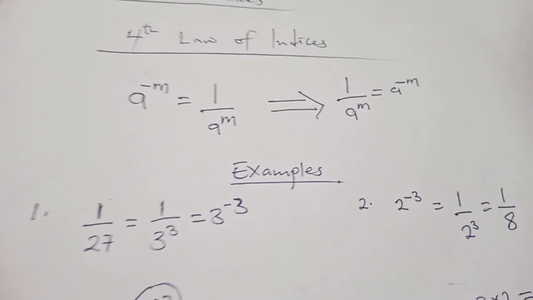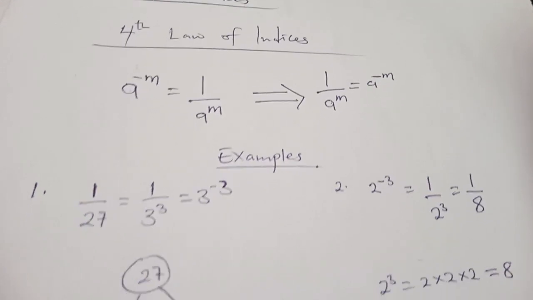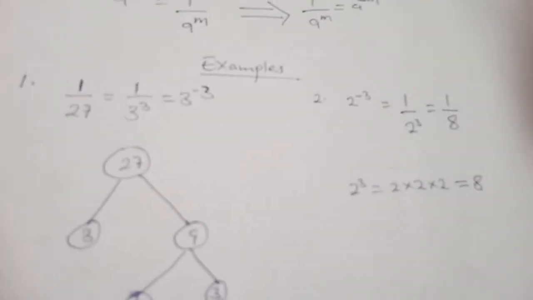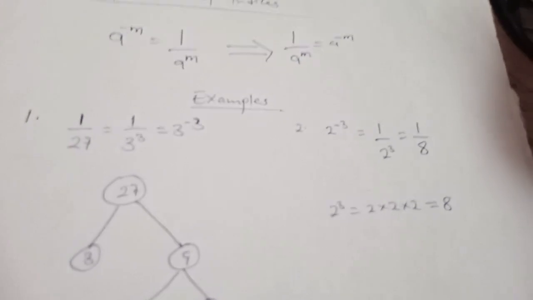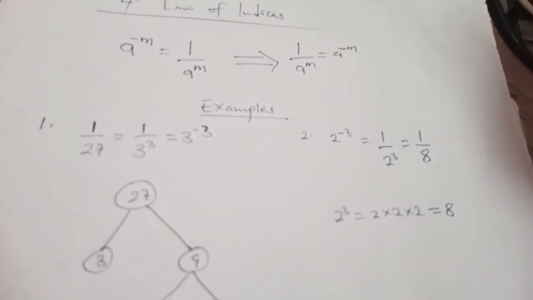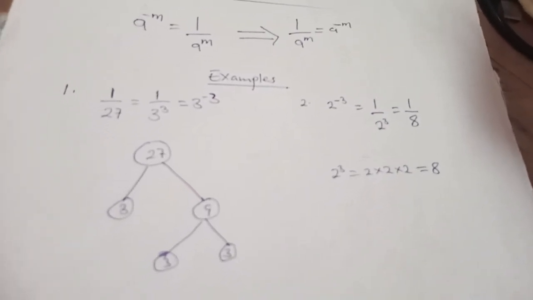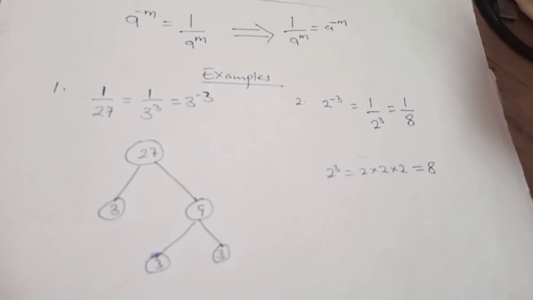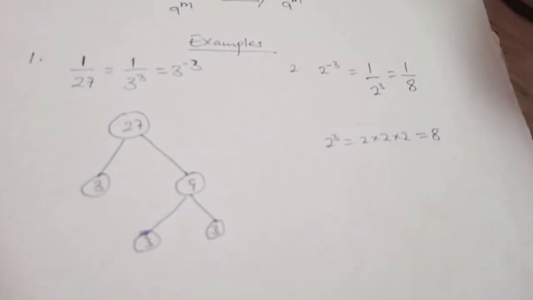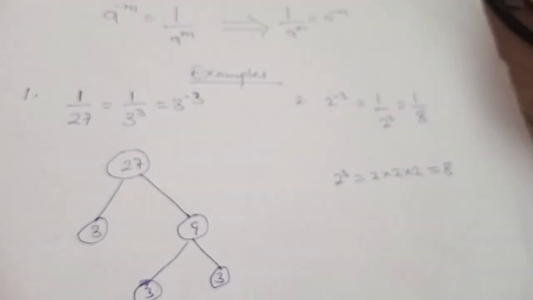It means that I'm applying this law, 1 over a to the power m, which is equal to a to the power negative m. Now let's look at the second example. We have 2 to the power negative 3, which is equal to 1 over 2 to the power 3. Now, 2 to the power 3 doesn't mean 2 times 3. It means 2 times 2 times 2. It means you multiply the 2, 3 times.